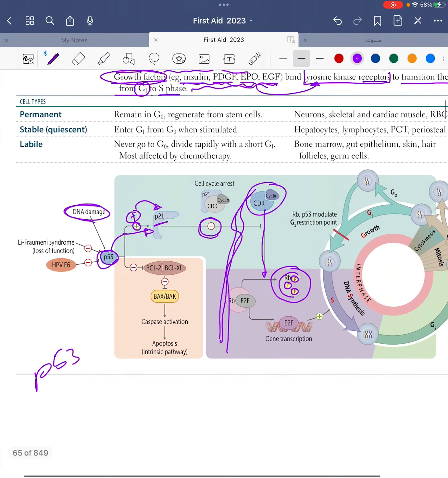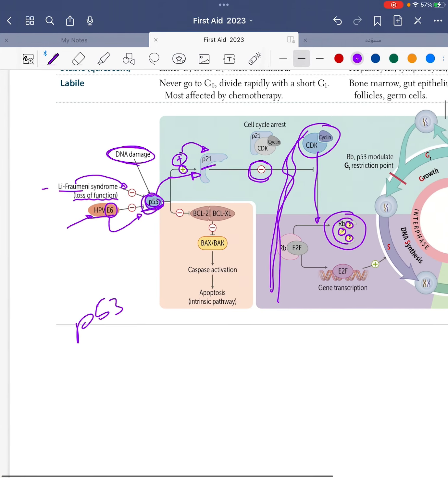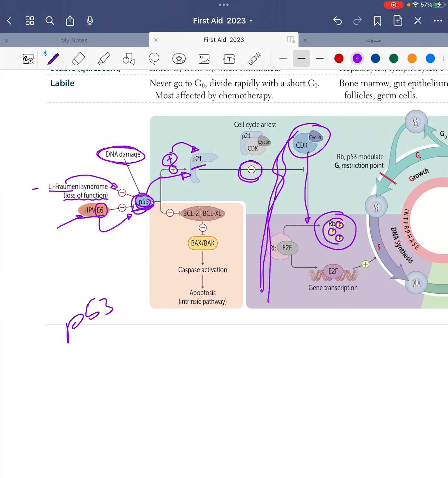So that's for now. Just in case this patient has Li-Fraumeni syndrome, and that's the loss of function, or also if someone is infected with human papillomavirus, which has the E6 protein, and this E6 protein interrupts the P53, just like Li-Fraumeni syndrome. It would disrupt that function, and it just keeps the cell dividing again and again and again.